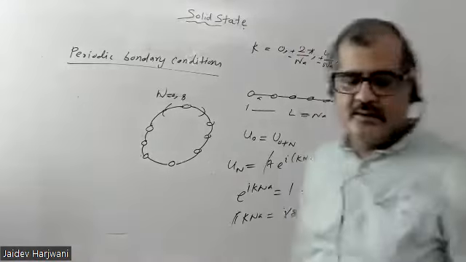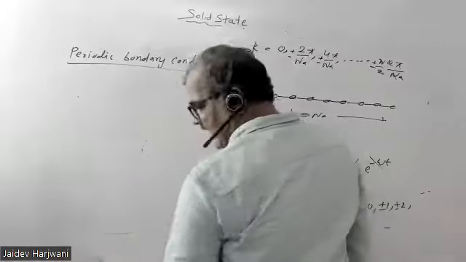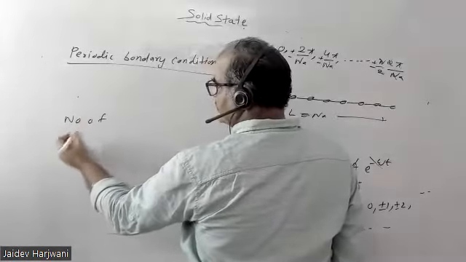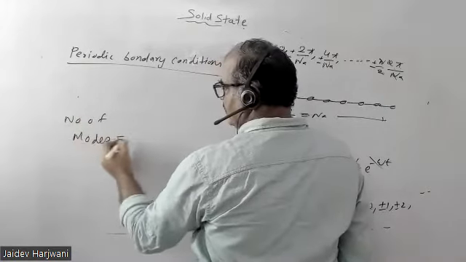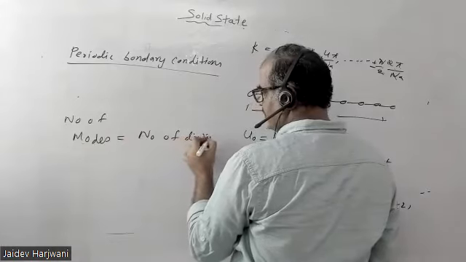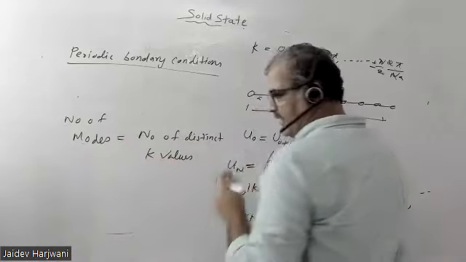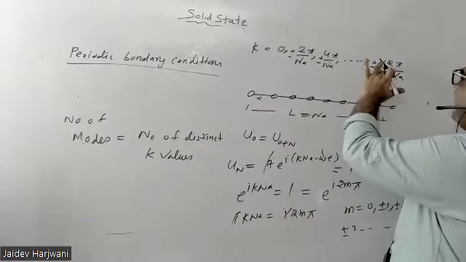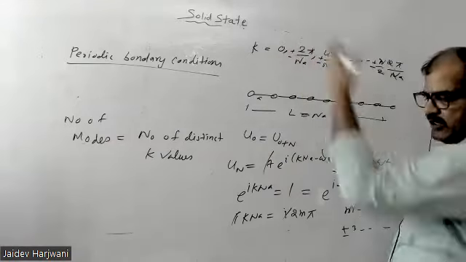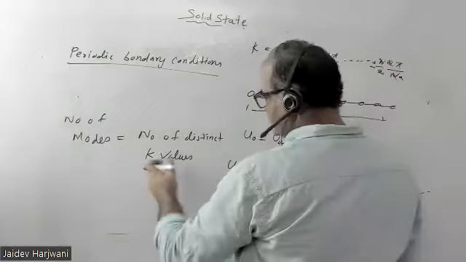Okay. So that means you now have total n number of modes. Number of modes equals number of distinct k values. You can write up to n here, and then you say that we will not take this minus value because they are equivalent. So number of modes equals number of distinct values.